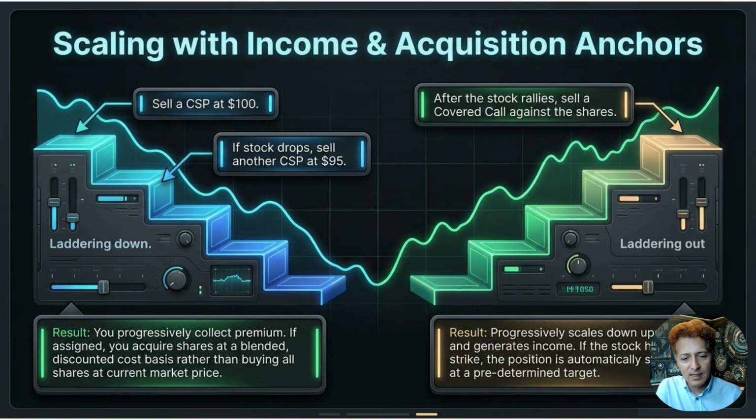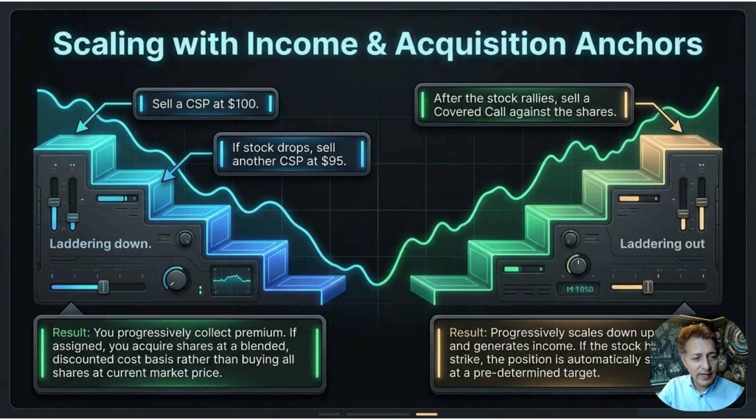Another possibility, instead of buying with calls, would be to buy using cash secured puts, by using a laddering down and laddering out approach. For example, as we can see on the upper left side of the slide, the stock is trading at a certain level, we want to acquire the stock at 100, so we sell a cash secured put using 100 as the strike, so we sell the 100 put. Now, if the stock comes to us, congratulations, we now got the stock put to us, that's what we wanted. But let's say the stock keeps going down.